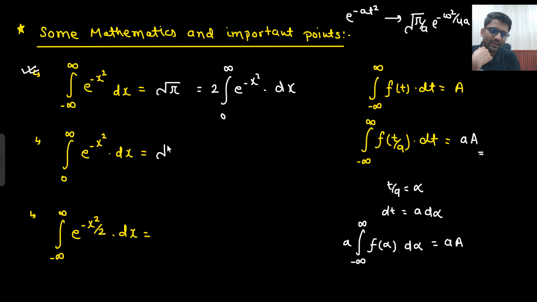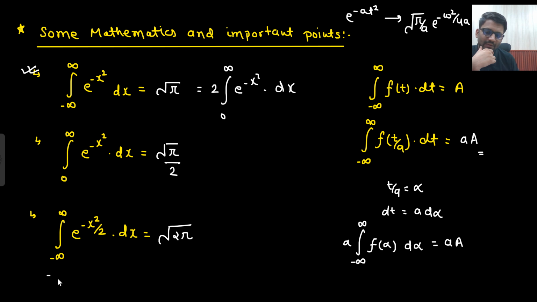So what will be the area I will be getting here? Under root pi by 2, because basically this is the half area, nothing else. Now from minus infinity to infinity, e to the power minus x square by 2, what do you think will be the answer? Under root 2 pi.